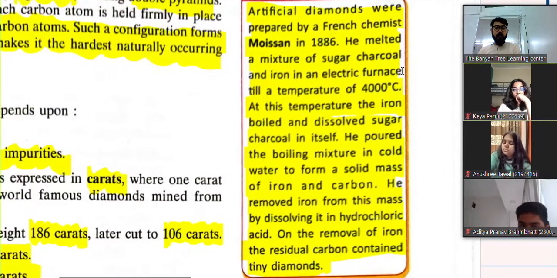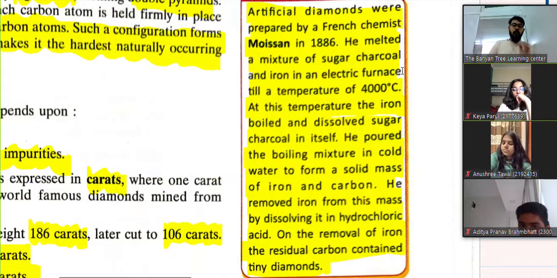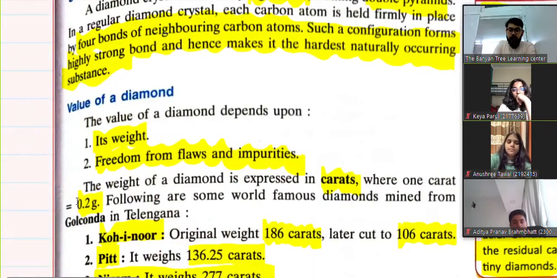Did you know? Artificial diamonds were prepared by a French chemist, Moissan, in 1886. He melted a mixture of sugar, charcoal and iron in an electric furnace till the temperature of 4000 degrees Celsius. At this temperature, the iron boiled and dissolved sugar and charcoal in itself. He poured the boiling mixture in cold water to form a solid mass of iron and carbon. He removed iron from this mass by dissolving it in hydrochloric acid. On removal of iron, the residual carbon contained tiny diamonds, which are artificially made, cheap, not very expensive.